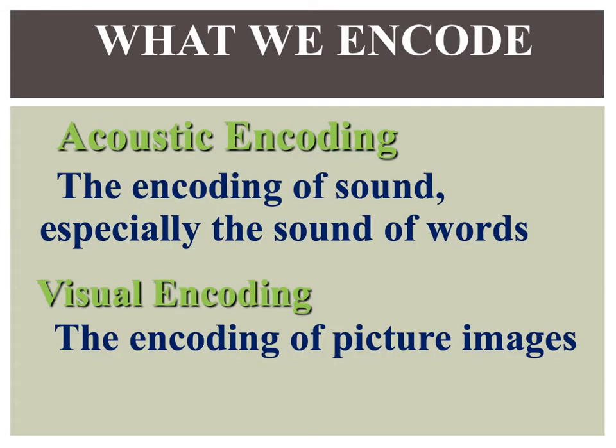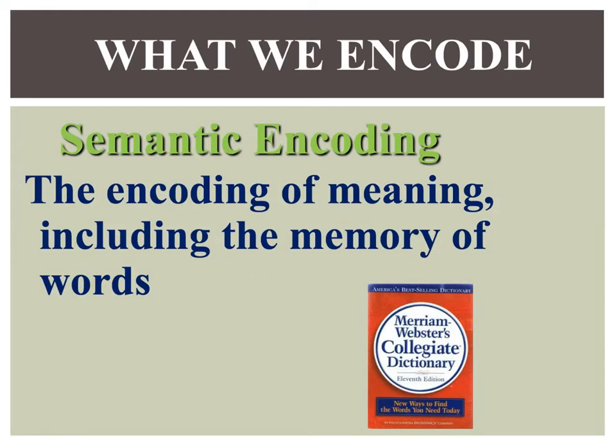Now these are really, really easy. What we encode: there's acoustic encoding, for encoding auditory stimulation into the temporal lobe. There's visual encoding, for encoding visual information in the occipital lobe. And then there's semantic encoding. This is Wernicke's area in the temporal lobe, and this is the encoding of word meanings.